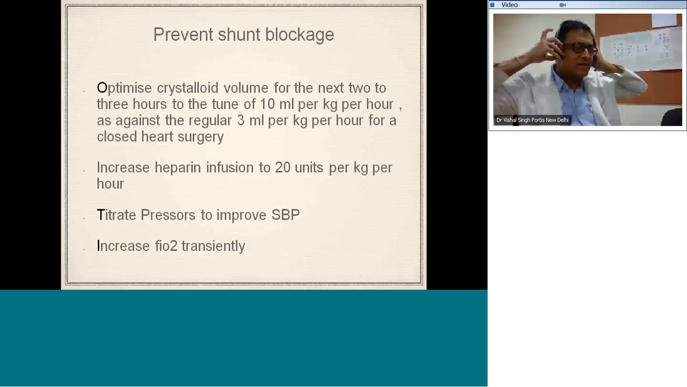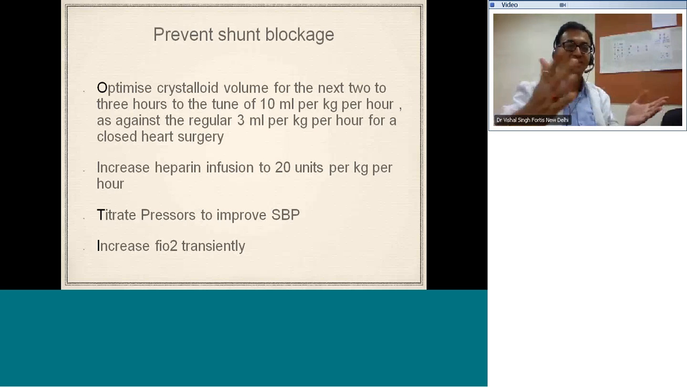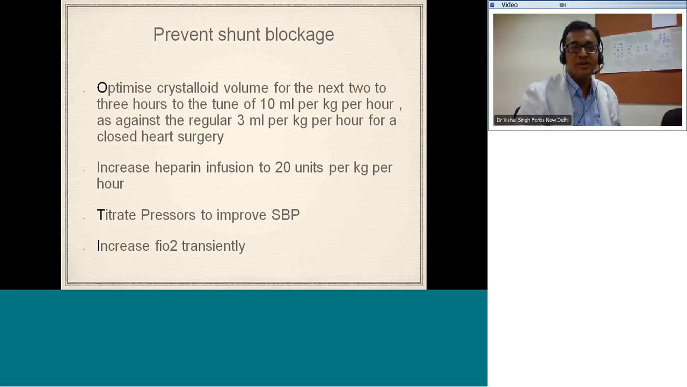Then secondly, you have a situation where the patient is desaturating. Your cardiologist comes and does an echo and says the shunt flow is not looking as good as it was before, but I don't see any clot. You have to really pull up your socks: optimize your crystalloid volume for the next 2 to 3 hours to the tune of 10 ml per kg per hour as against the regular 3. Increase heparin infusion to 20 units. Titrate pressures to improve his BP, to make sure the blood pressure increases, and increase the FiO2 transiently.